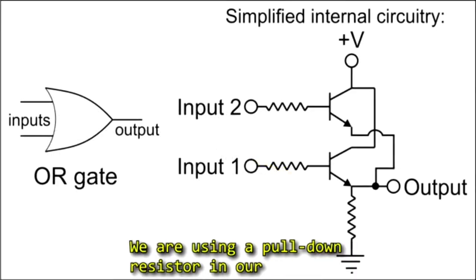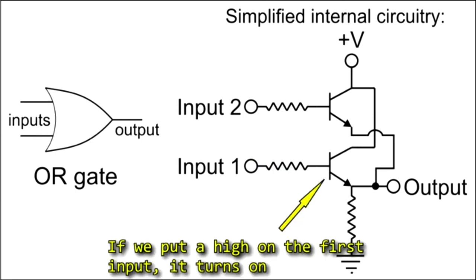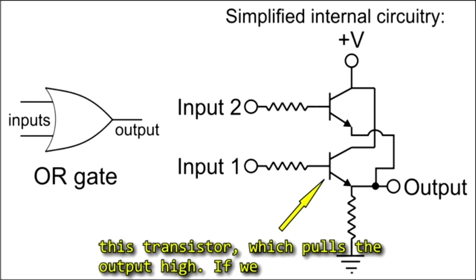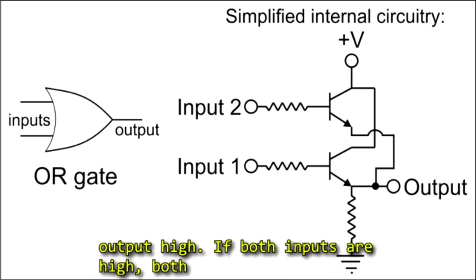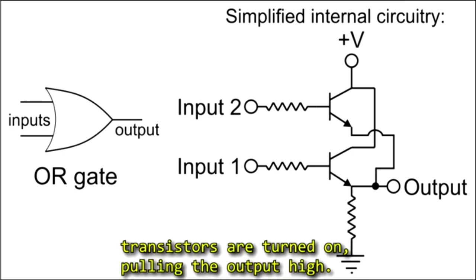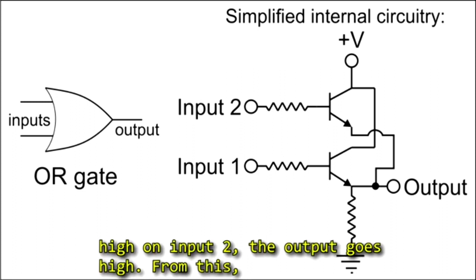We are using a pull-down resistor in our OR logic gate. If we put a high on the first input, it turns on this transistor, which pulls the output high. If we put a high on the second transistor, it pulls the output high. If both inputs are high, both transistors are turned on, pulling the output high. So logically, if we have a high on input 1 or a high on input 2, the output goes high.